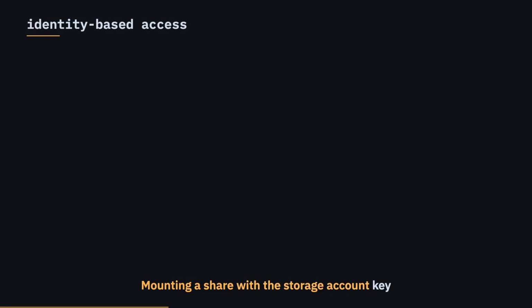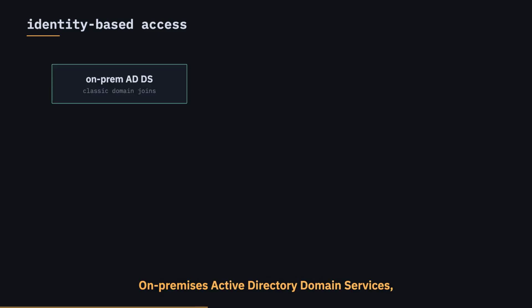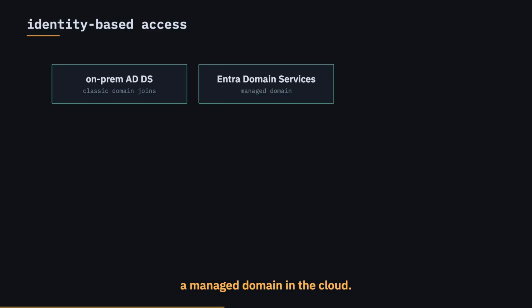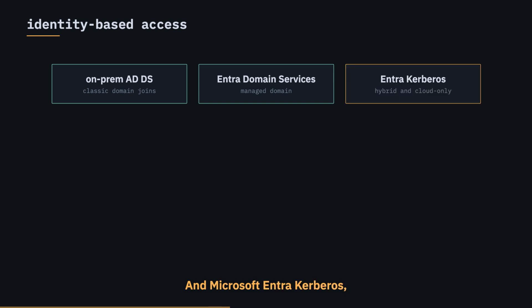Mounting a share with a storage account key works, but it makes everyone who mounts it the same all-powerful user, and no auditor will love that. The grown-up alternative is identity-based access, where users authenticate as themselves. Azure Files supports 3 identity sources: on-premises Active Directory domain services, for machines joined to a classic corporate domain; Microsoft Entra domain services, a managed domain in the cloud; and Microsoft Entra Kerberos, the modern option, which issues Kerberos tickets straight from Entra for hybrid and cloud-only identities. No domain controller in the conversation.